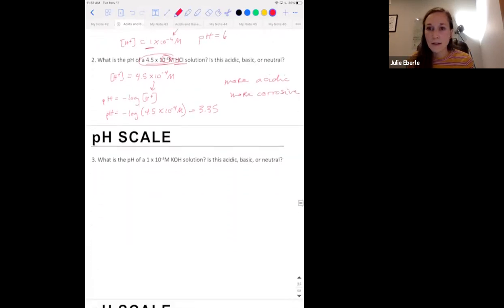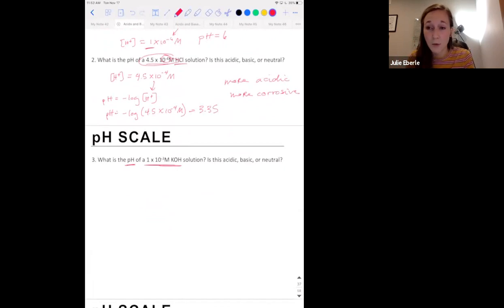Now let's apply the same thinking, but there's a trick here. This one has an extra step. What is the pH? Notice I'm asking the pH, not the pOH. What is the pH for a solution that has 1 times 10 to the minus 3 molar KOH? This is a base, and I'm asking you what is the pH.